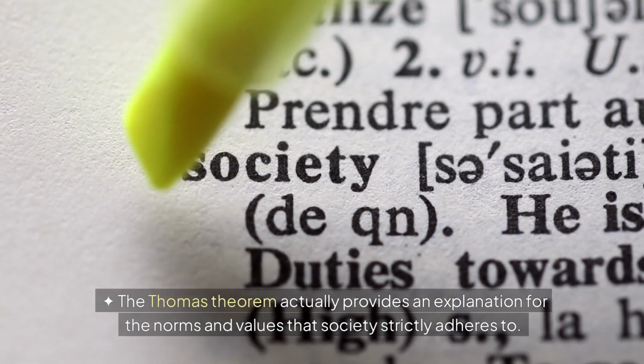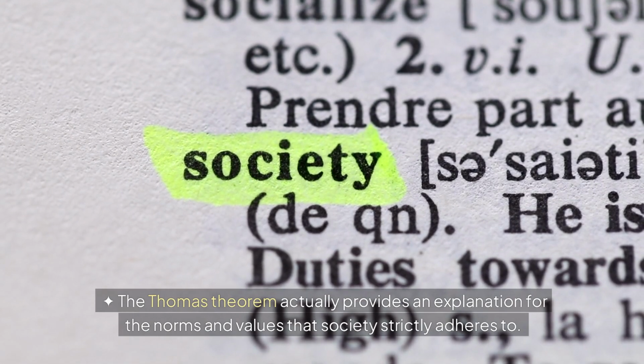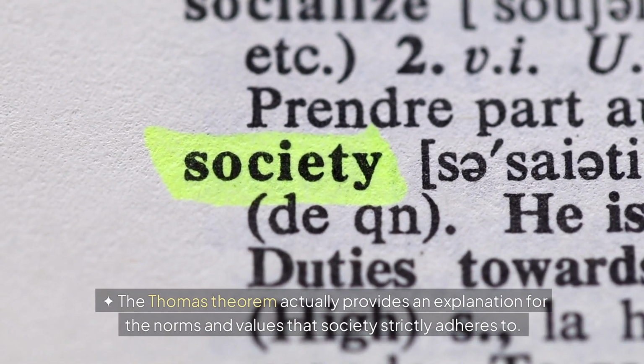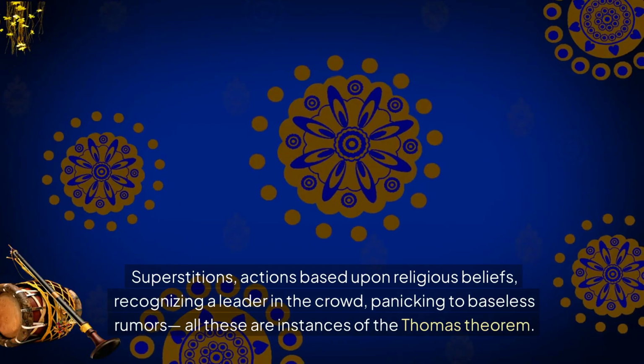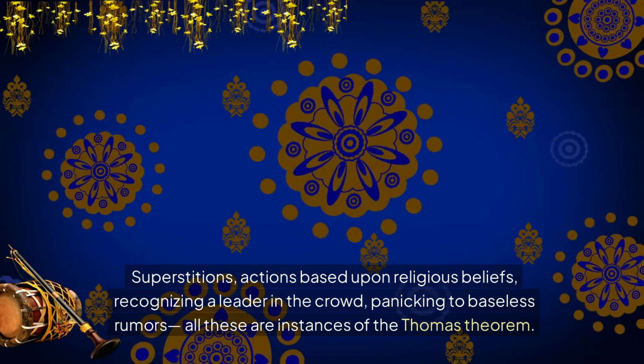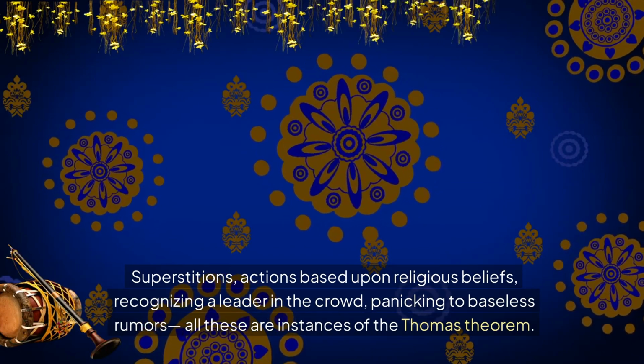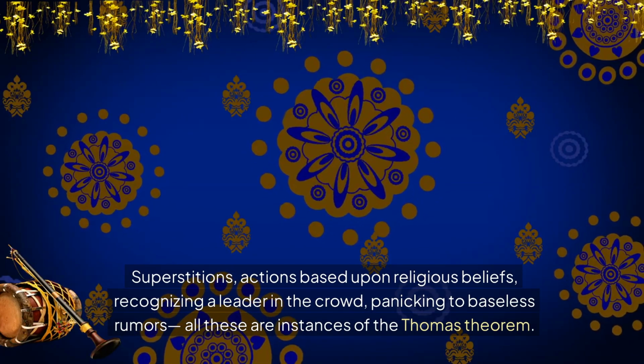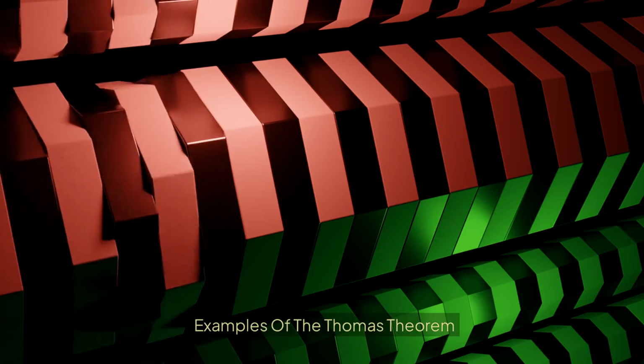The Thomas Theorem actually provides an explanation for the norms and values that society strictly adheres to. Superstitions, actions based upon religious beliefs, recognizing a leader in the crowd, panicking to baseless rumors, all these are instances of the Thomas Theorem. Examples of the Thomas Theorem.